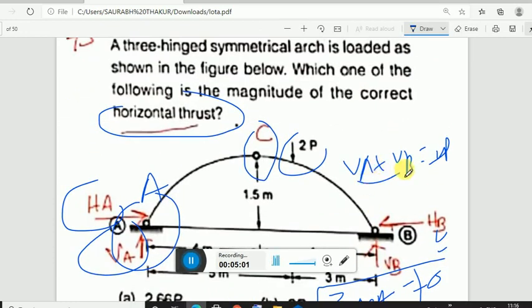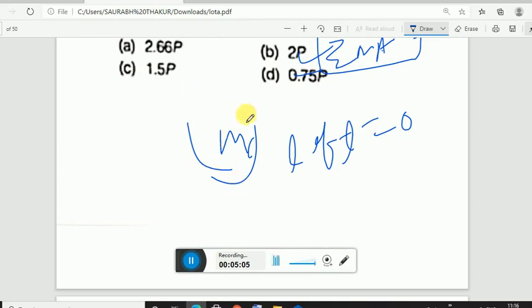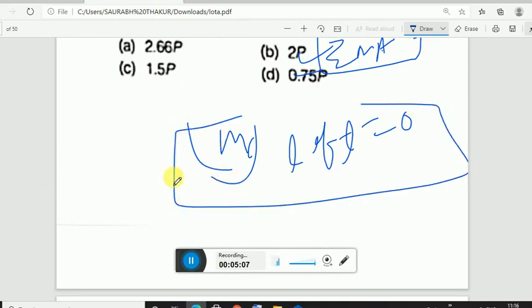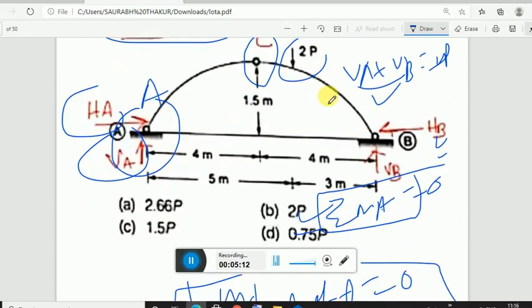You will be using these equations. First equation, second equation, summation M at A is equal to 0, and third equation, M C left is equal to 0. Okay, when you solve this, you will get your answer. Okay, let's move to the next question.